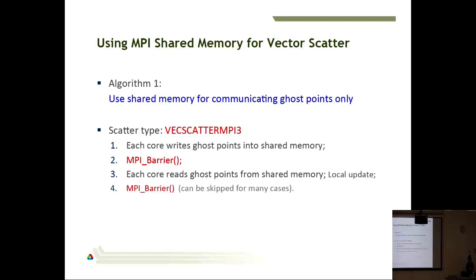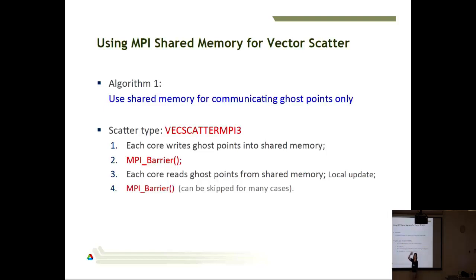So then, instead of putting the ghost points into the send and receive buffer, we put them in the shared memory, and the other core just reads them directly. So this is the algorithm, pretty straightforward. The first step is each core writes the ghost points into the shared memory instead of writing into the send buffer. And then this is critical.